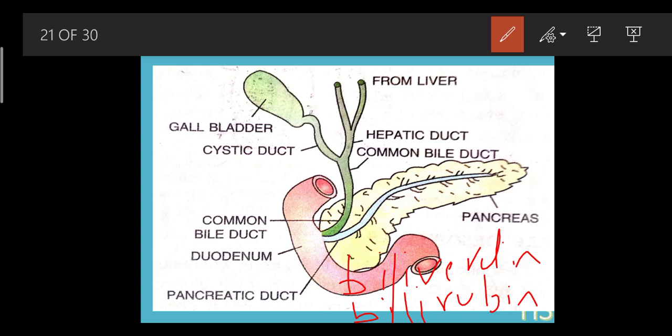And how are these pigments formed? See, whenever there are RBCs, what is the color of the RBCs? It is usually red. But whenever they break down, whenever they die, they produce a greenish yellow color. So that is why it appears greenish yellow, and these are called bilirubin and biliverdin.